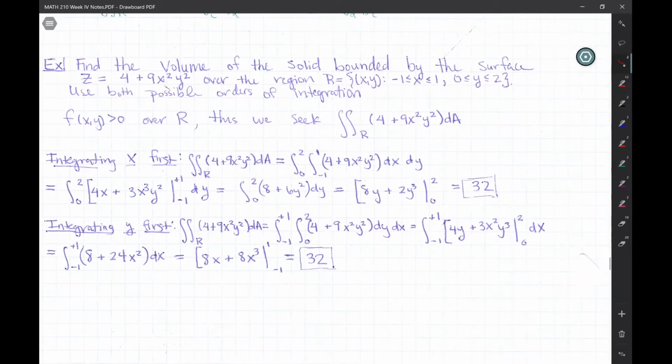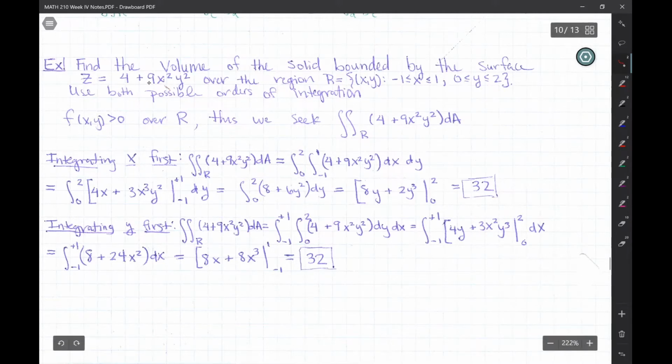So let's take a look at an example. In this example, we want to find the volume of the solid bounded by this surface, given here, and over the region R, which you could view as on the XY plane. This is a rectangular region, you see it because of the bounds of just numbers being used here. And we're going to use both possible orders of integration.